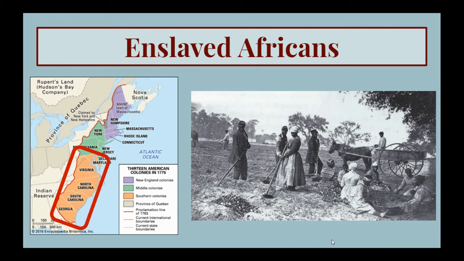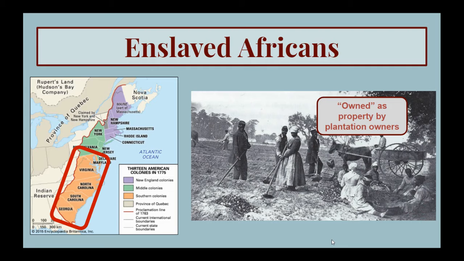The next group are enslaved Africans. They were captured in Africa and brought over here. Remember, we learned about how the Portuguese explorers went to West Africa, and when they did, they captured Africans, enslaved them, and brought them to the New World. The enslaved Africans are mostly in the South on southern plantations. They are owned as property by plantation owners.